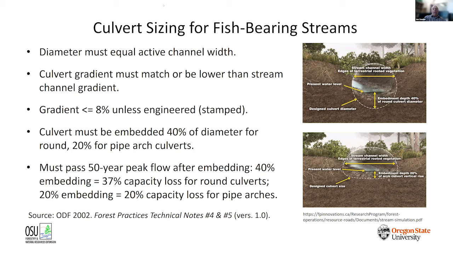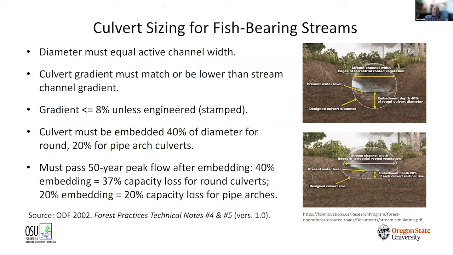And the reason for that is you want this bed load, remember the term bed load, in the pipe, and you want the composition of it to be fairly similar to what's above and below the culvert. And so the reason that the culvert gradient must match or be lower than the stream gradient is if you have a very steep culvert, that gravel is just going to get washed out in the culvert during flows, especially during high flows.